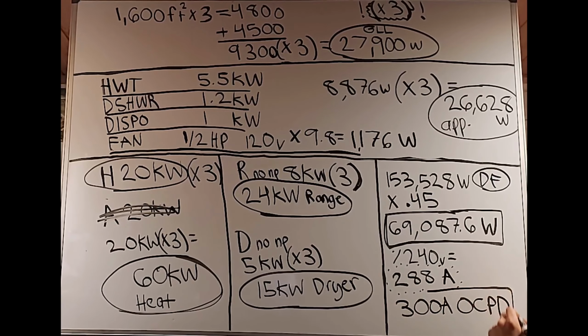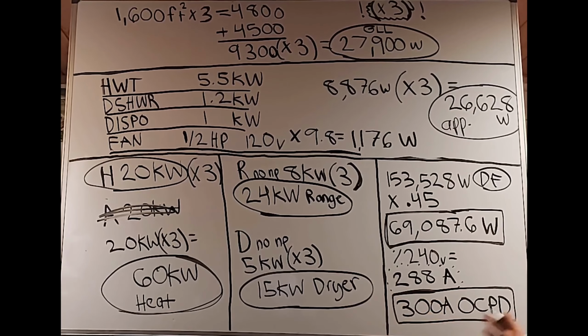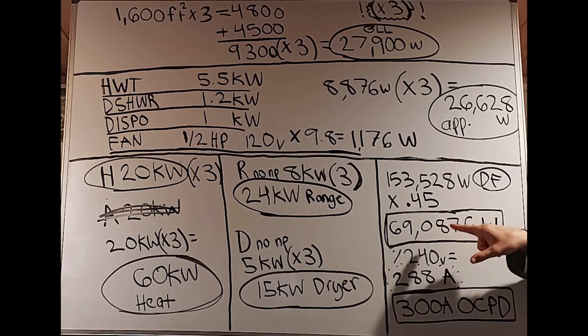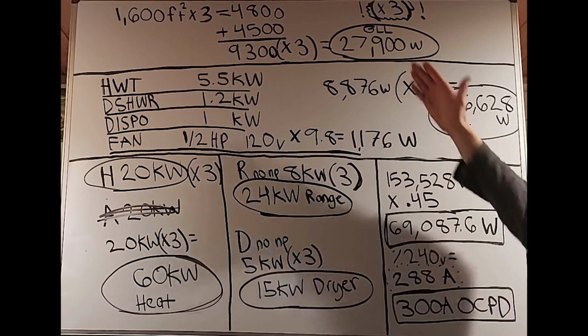Now I'm going to box that because I like to box my final answer, and now we can see that I have the 300 amp overcurrent protection device along with the 69,087.6 watts, which is the total demanded load for this duplex dwelling.